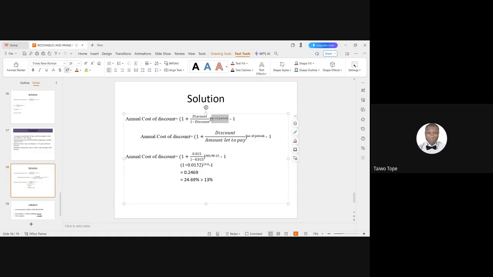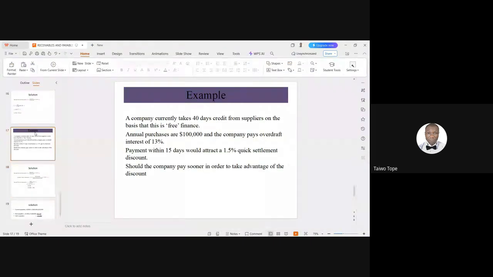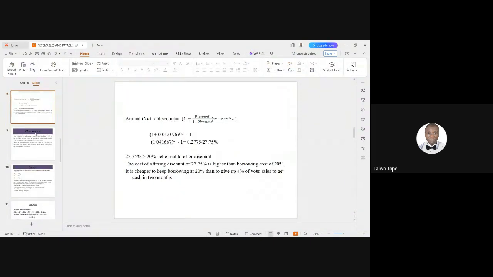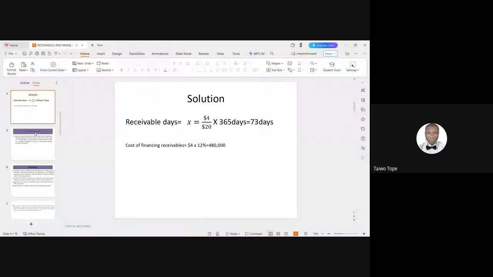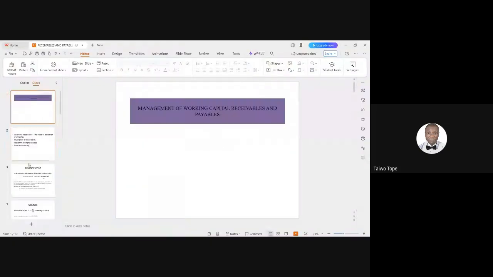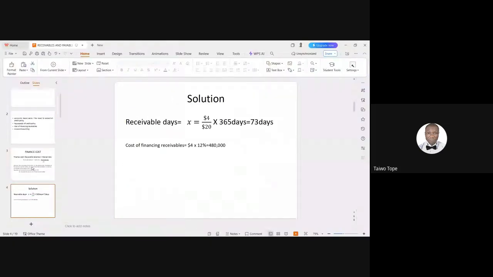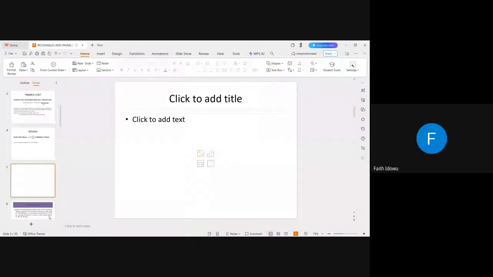So in trying to solve questions using this approach, we can come up with an example. I don't have the examples there. I'm not using this slide, so we can come up with an example to see how we can use that formula.